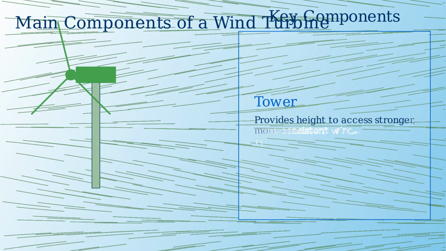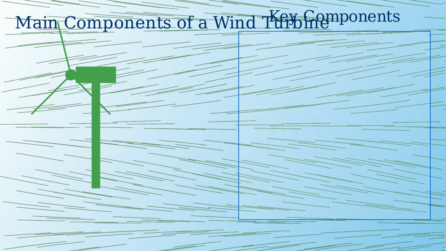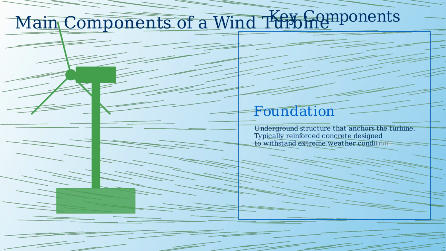The tower provides height to access stronger, more consistent winds. Modern utility-scale turbine towers typically range from 80 to 120 meters tall and are constructed from tubular steel or concrete. The foundation is a massive underground structure that anchors the entire turbine. Typically made of reinforced concrete, it's designed to withstand extreme weather conditions and keep the turbine stable for decades.